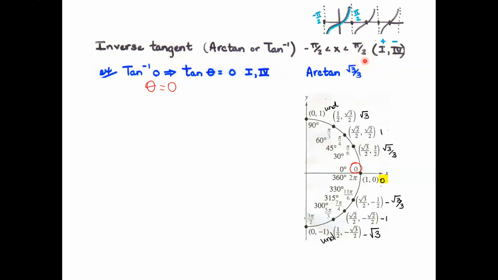All right, here's another one. Arctan of square root of 3 over 3. That means that tangent is equal to square root of 3 over 3, and I only have first and fourth quadrants to choose from. Because it's a positive square root of 3 over 3, I should know I'm in the first quadrant, so I'm just going to look in the first quadrant, and there's my tangent value right there at pi over 6. So my answer would be pi over 6.